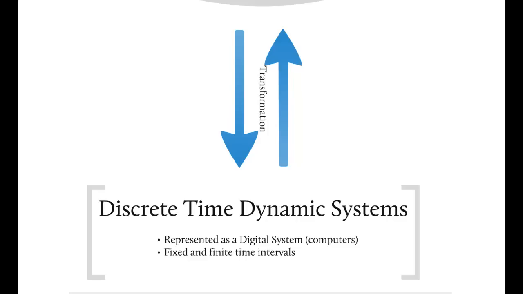But these are systems that are really a digital representation of the system. So using a computer to control a system, we get discrete time control. And in these cases, there's a fixed and finite time interval that we're using to analyze the system in. So in other words, variables evolve in fixed and finite time intervals. Whereas in continuous time, the variables evolve in infinitely small intervals of time.